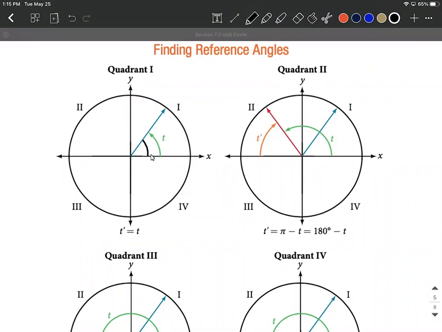But when you draw it into the second quadrant, if your initial angle t goes into the second quadrant, you're going to draw this to the x-axis, and your reference angle is only going to make up this portion right here. So to make that computation, you're going to go with pi, or 180 degrees, minus whatever this angle was that comes around this far. So pi minus whatever the initial angle was, or 180 degrees minus whatever the initial angle was.